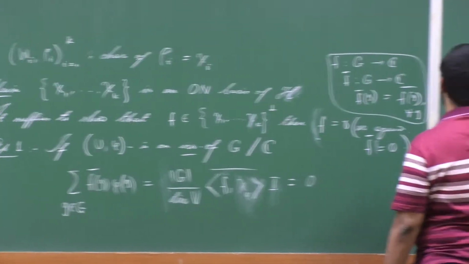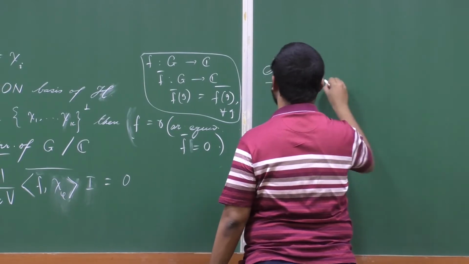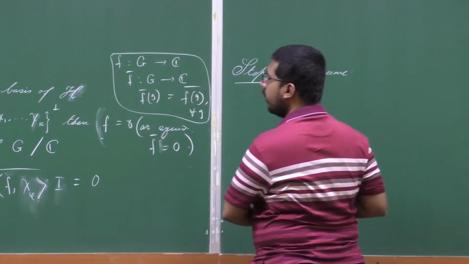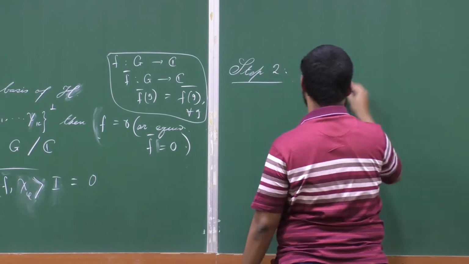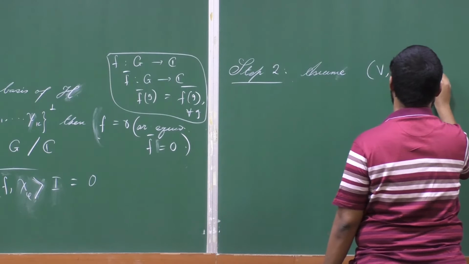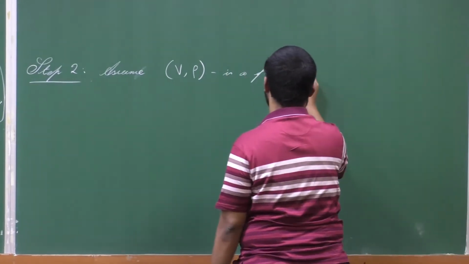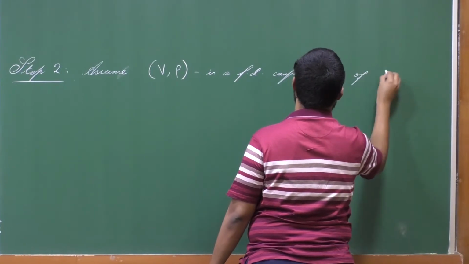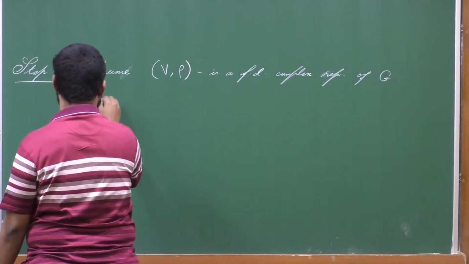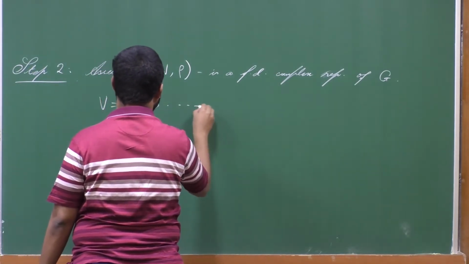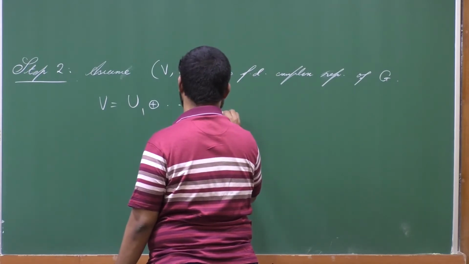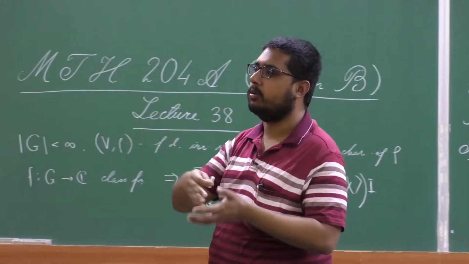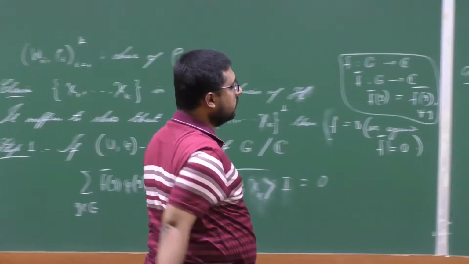Now we shall extend that to any arbitrary finite dimensional representation. So the argument goes as follows. Assume V, rho is any finite dimensional complex representation, not necessarily irreducible. Now using Maschke's theorem, you can write V as the direct sum of irreducible G-invariant subspaces, or in other words the representation rho is isomorphic to the direct sum of some subrepresentations.